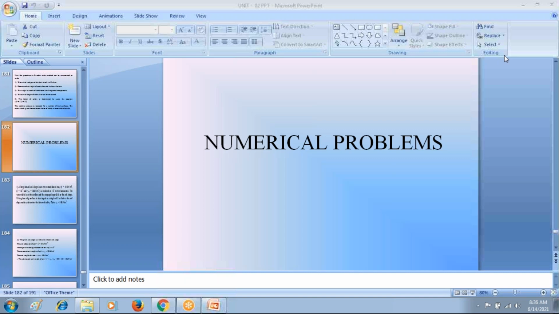So coming to today's class, I am going to discuss with you the numerical problems in Unit 2. So check the first numerical problem in Unit 2.